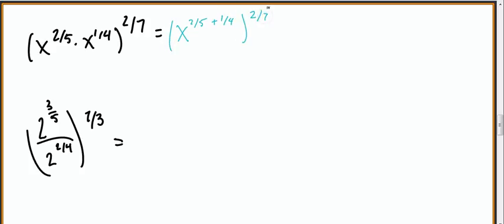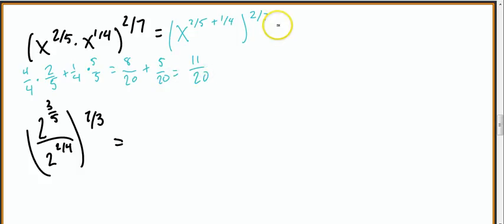Okay, and that's raised to 2/7. So 2/5 plus 1/4. I need common denominators, so this is going to have to be multiplied by 4 over 4. So we have to multiply by 5 over 5, which gives me 8 over 20 plus 5 over 20, which gives me 11 over 20. So now I have x to the 11 over 20 being raised to the 2/7 power, which means I've got to multiply.